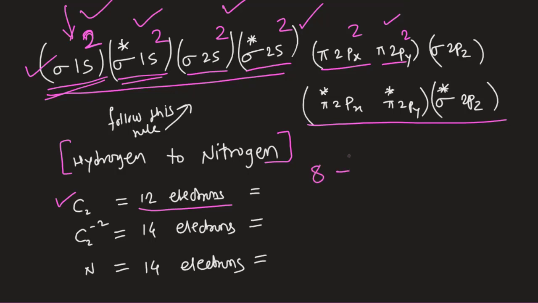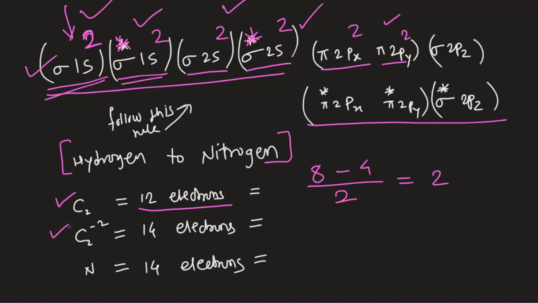We have to subtract from this the total electrons in the anti-bonding orbitals. Anti-bonding orbitals means the orbitals with the stars. How many electrons are there? 4. Then we divide this by 2. So you can see for C2 the bond order is 2. What it means is that there will be 2 bonds in this C2 molecule.